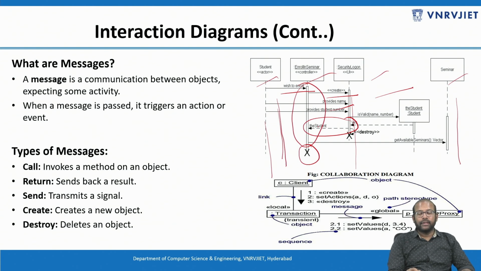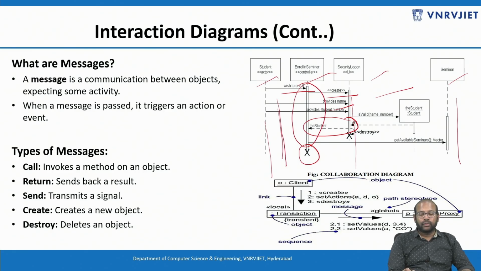So because of this, these types of things are called synchronous messages, where for every message you are expecting an acknowledgement. Sometimes you don't want to represent a reply for every message, then you simply call it an asynchronous message. Only you are sending the message and you are not showing the replies.